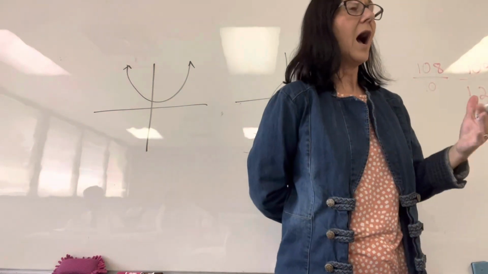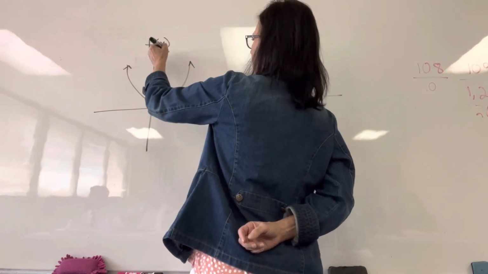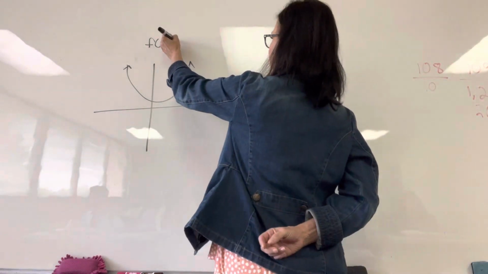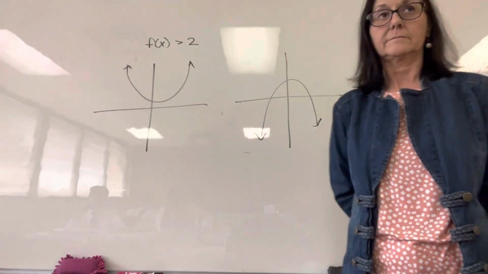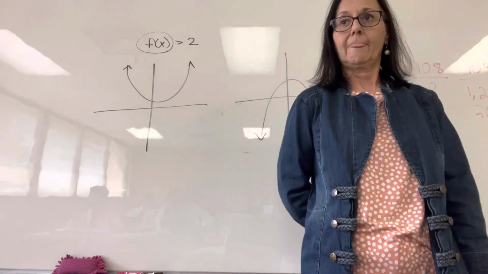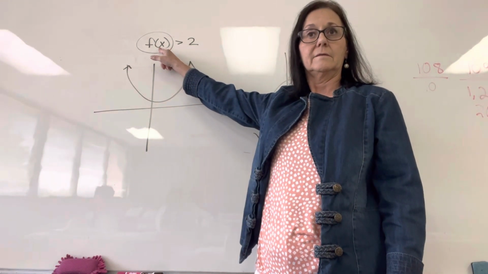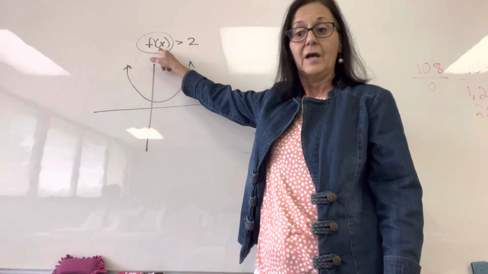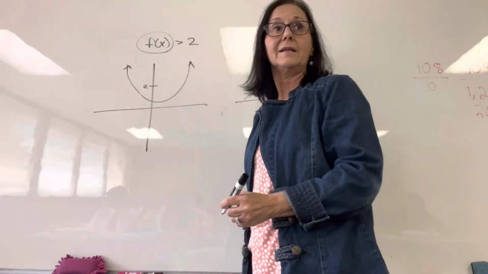So if I were asking whatever this function is, what happens in that function when it's greater than 2? What am I asking? What does this value represent? A number greater than 2. Okay, but what does f of x represent? Y. Your y value, right? It's your y value. So when it is greater than 2, we'll say this is 2, all right?